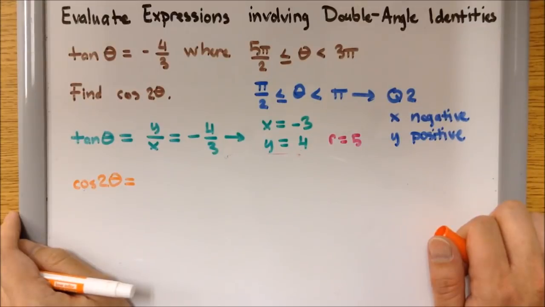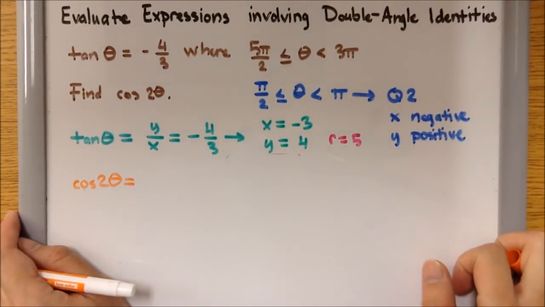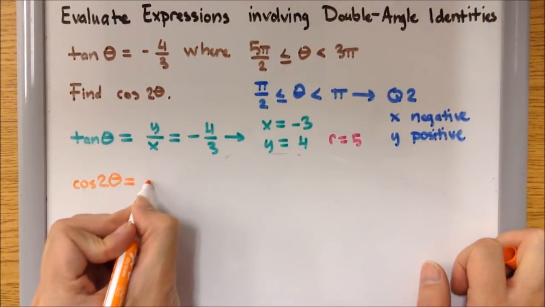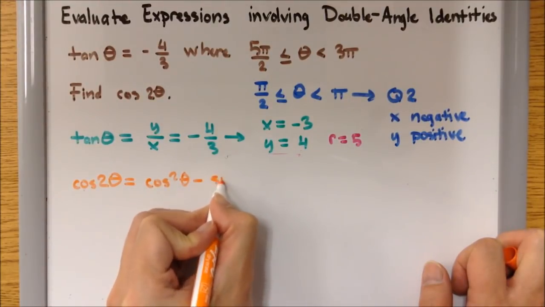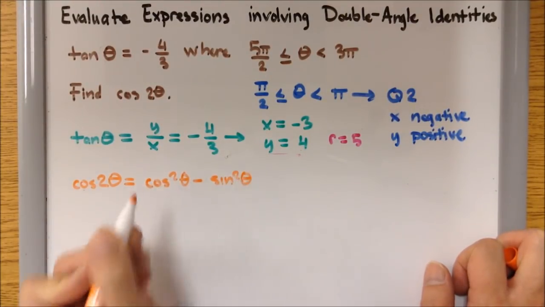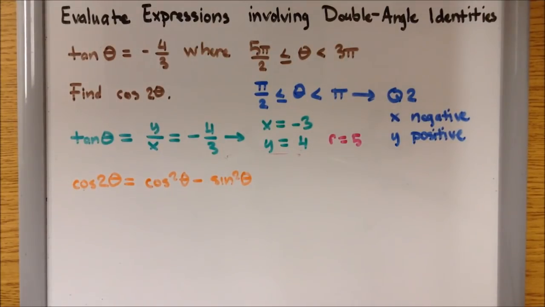Now, to find cosine 2 theta, I'm going to use the first identity, which is cosine squared theta minus sine squared theta. Again, I mentioned I'm not using x for my theta because we're using the definition from 4.1 where it uses x, y, and r. So since there's an x being used, I'm going to use theta to tell the difference. That way you won't get confused when you're working with double angles.